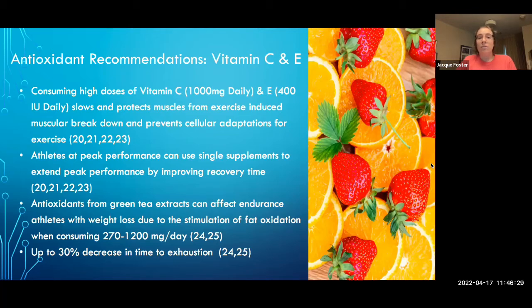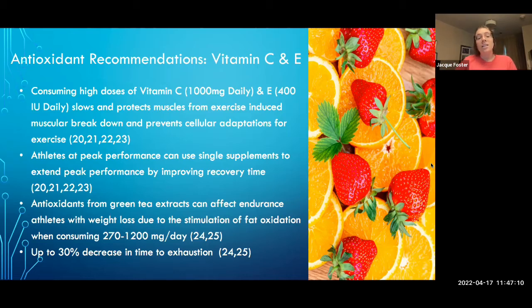Next up, we have vitamin E and vitamin C. There were some studies done using high doses of vitamin C and vitamin E, and they showed that it slowed and protected muscles from exercise-induced muscular breakdown and prevented cellular adaptations for exercise. So what does that really mean? That means that taking higher levels of vitamin C and vitamin E makes it so that your body does not get those adaptations like muscle growth, increase in endurance, things like that, because your body's trying to fix it faster than it can break down and get these effects.